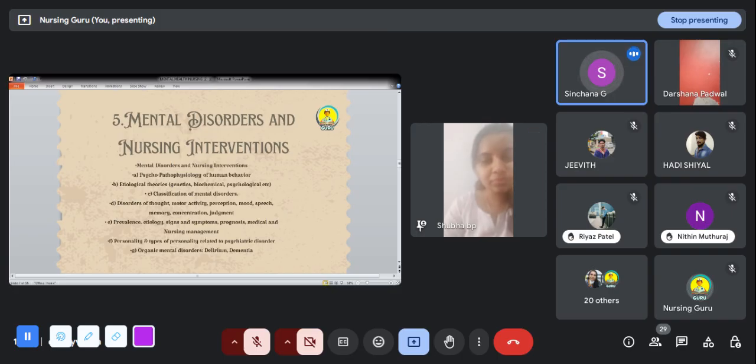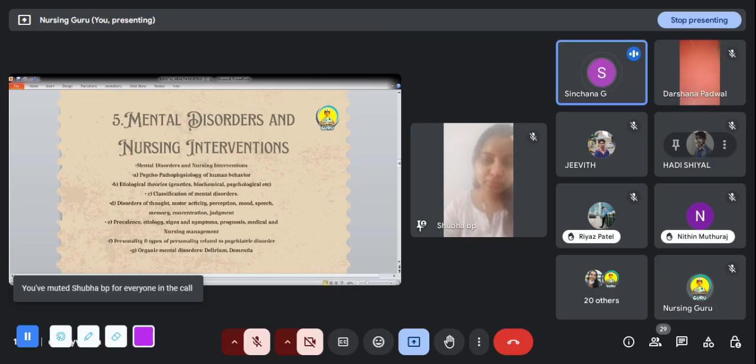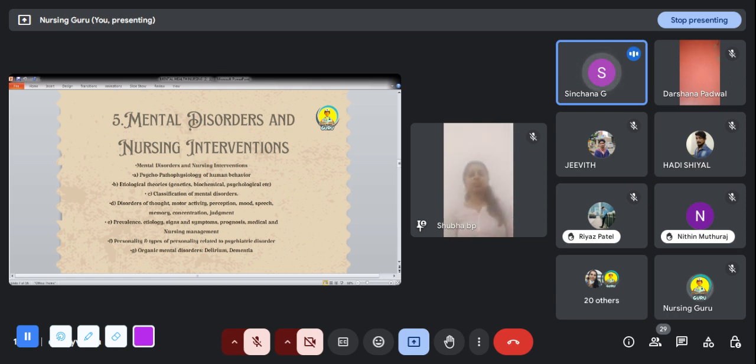Here we are going to study the mental disorders and the nursing interventions, meaning all the management we are going to do for these mental disorders. Here we are going to classify the mental disorders, like disorders of thought, motor activity, perception, mood disorders, speech disorders, memory, concentration, personality disorders, and organic mental disorders like delirium and dementia.